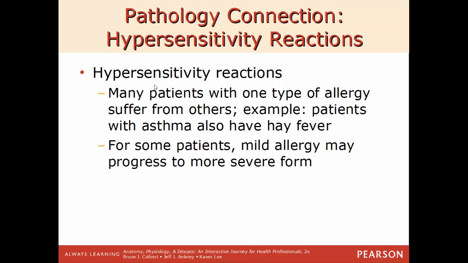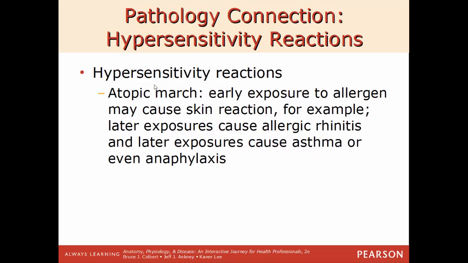Now, most people who have one type of allergy also suffer from others. A person who has asthma may also have hay fever allergies. And for some patients, a mild allergy may progress to become a more severe form of that allergy. And when it comes to hypersensitivity reactions, there's something called an atopic march. This is where an early exposure to an allergen may cause something simple like a skin reaction, but later exposure will cause allergic rhinitis, and then later exposures cause asthma or even anaphylaxis. The more exposures you get, the more progressive and severe the response is.